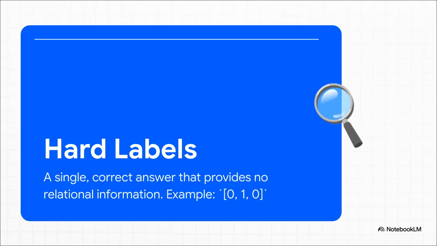So let's start with how we normally do things. In conventional training, we use what are called hard labels. This means there's just one single correct answer. We show the model a picture of a dog, and we tell it the answer is dog, right? It's a one-hot encoded vector. 0 for cat, 1 for dog, 0 for car. We're only teaching it what is right. We're not teaching it why it's right, or how dog might relate to cat. All that juicy nuance is just gone.